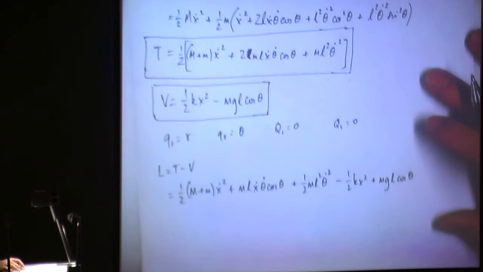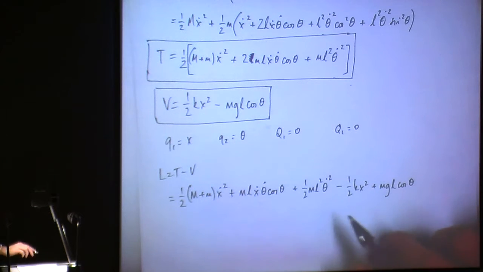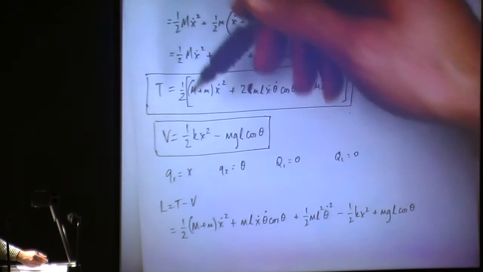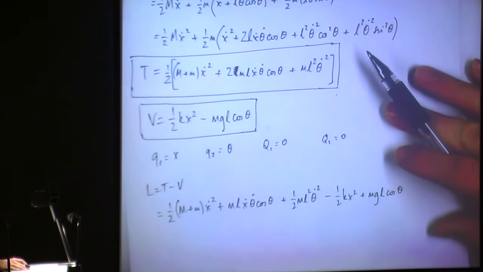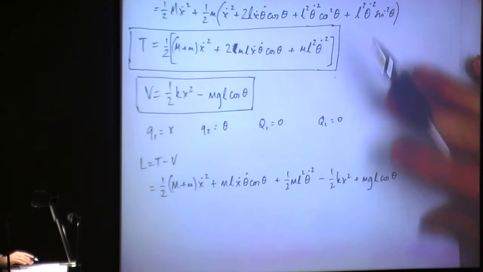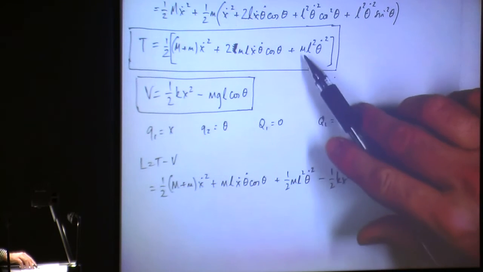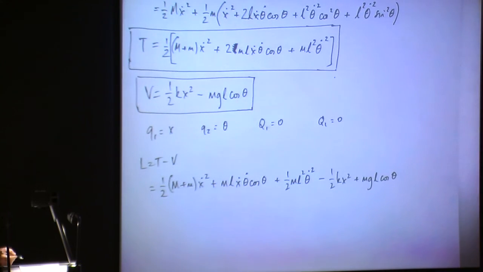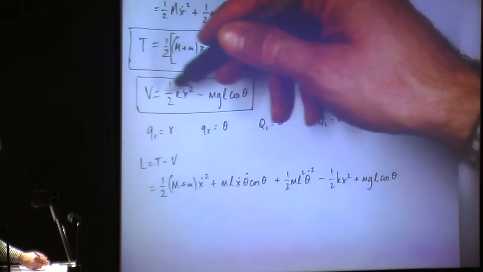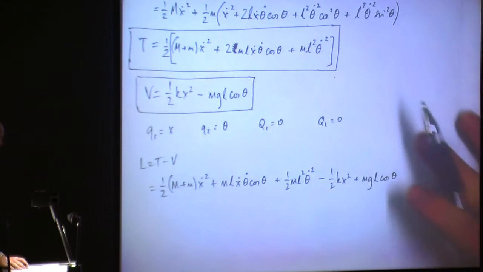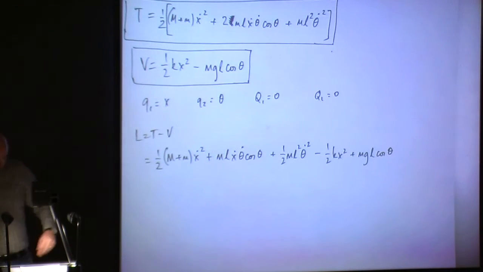L is T minus V, so I've taken my T and separated it out into nicer terms. It's not grouped up like it is here. I've distributed the half throughout those terms. The half times 2 is 1, so that's where that 2 disappeared to. And here I need to put a half in front of this term. And then my V term is minus V, so that turns into a minus, that turns into a plus. So there's my L.